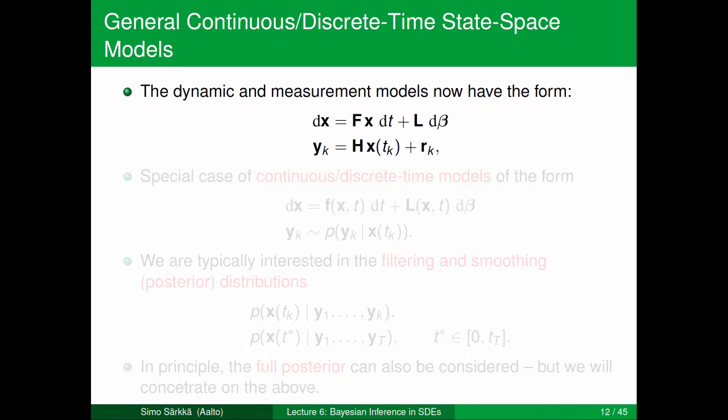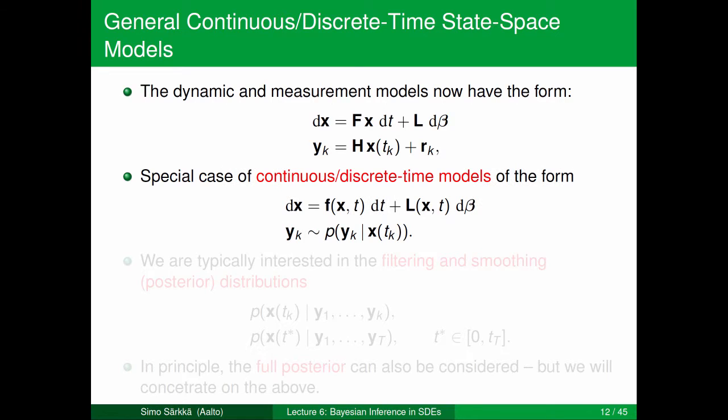discrete time measurement model. This is a special case of more generic continuous-discrete time models of this kind of form. So we have a generic nonlinear SDE, dx = f(x, t) dt + L(x, t) dβ. And the measurements are modeled by the conditional distribution of y_k given x at t_k.